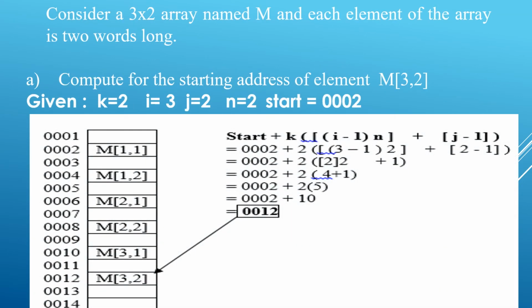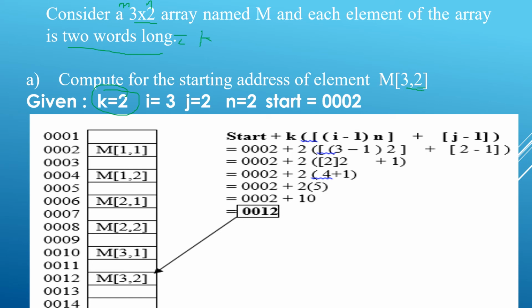So, ibahin naman natin. What if same array, that has 3 rows and 2 columns? So, we have m by n. Okay? Kaya lang, this time, each element has a size of 2 words long. So, 2 words long, yan po yung value ng k natin. Kaya k is equal to 2. Okay? We will compute for the starting address of the element.